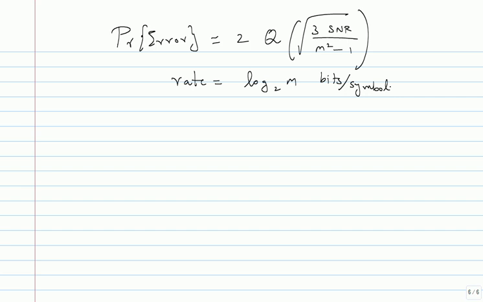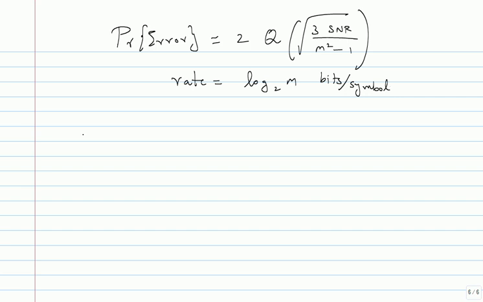Do you see how I'm making this argument? This is a very crucial argument. Inside Q, there is an argument, and that completely captures all of my probability of error. When I want to increase my rate by 1, I have to double my M, but I want to keep my probability of error the same, which means my SNR has to increase 4 times. Do you see that? It's a very simple argument, but the way it works out is very nice to see.